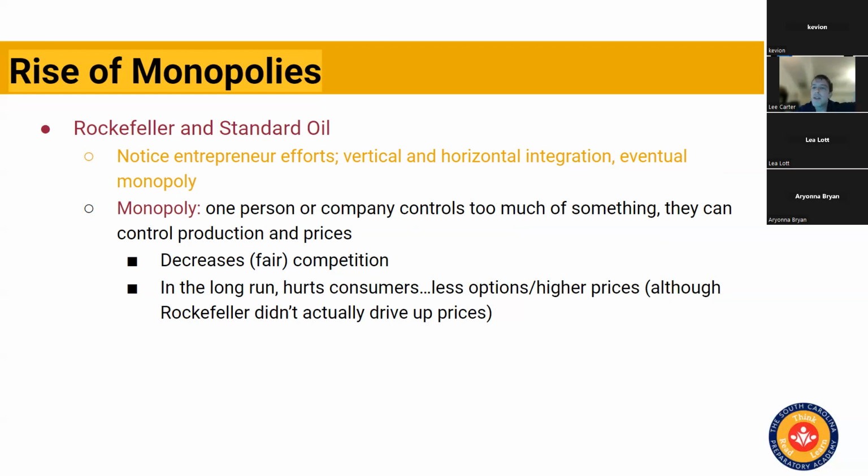Okay. And so basically what he would do is he would lower his prices so that other people would lose money, so then he could buy them out. And then theoretically he could raise prices. He didn't do it that much, but once you have monopolies, which is one person or company controlling way too much of something, theoretically even all of it, they can control production and prices in a way that is not fair competition. So in the long run, that hurts consumers because they have less options and higher prices, right?